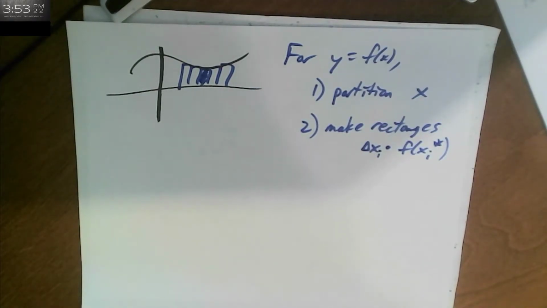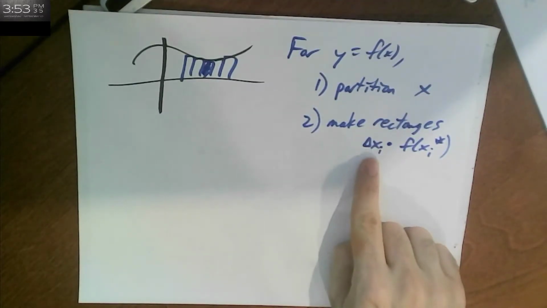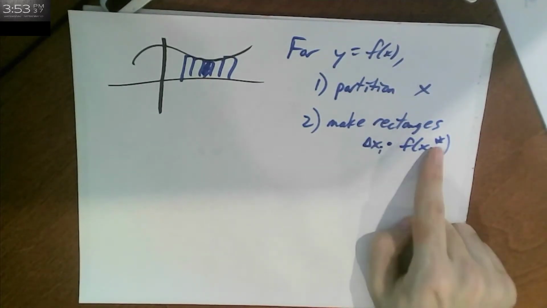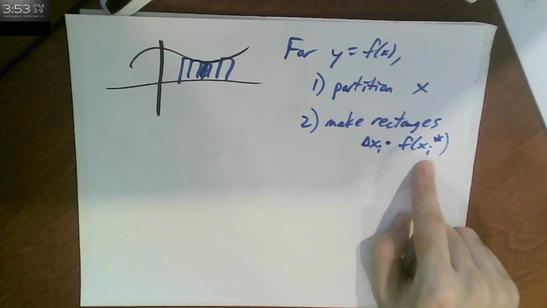To be super formal, I really should have a sub i here as well. Because as you remember, we often used rectangles of equal width, right? A partition of equal width. That's called a regular partition. But we didn't have to. The partition doesn't have to be the same width for each box. So the width of the ith box and the height at some point in that ith interval.